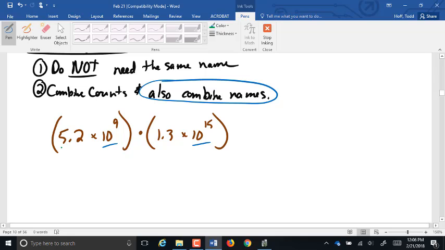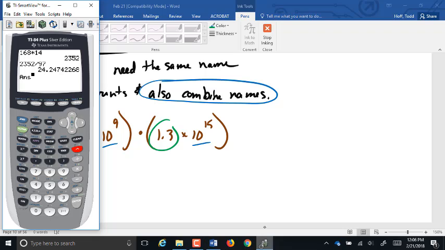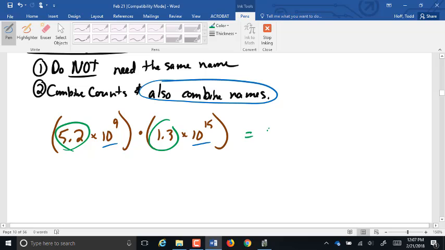So we're going to multiply the counts. 5.2 times 1.3. Let's try that again. 5.2 times 1.3 gives us 6.76. But now for our power of 10, we're also going to combine the names. So we have 10 to the 9th times 10 to the 15th. Those are exponents with the same base. They both have a base of 10. So when we multiply them, we add the powers. 9 plus 15 is 24. That's 6.76 times 10 to the 24th.